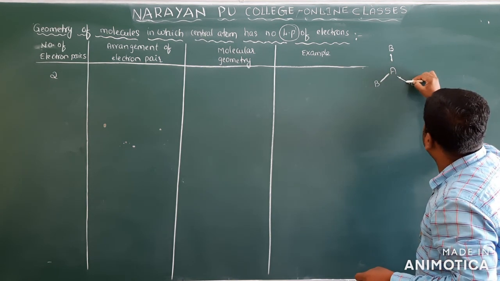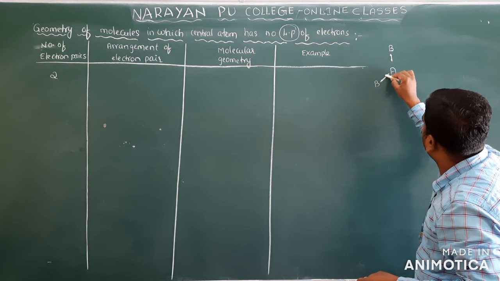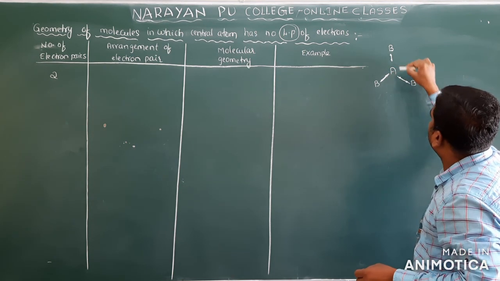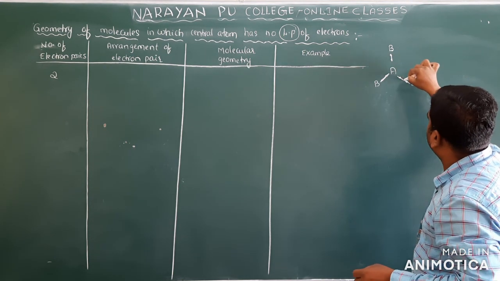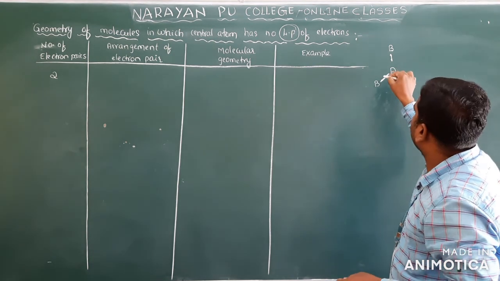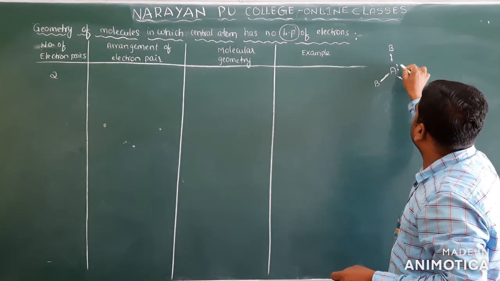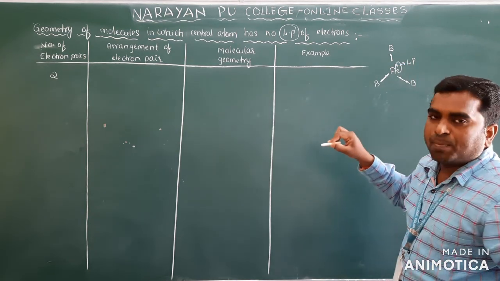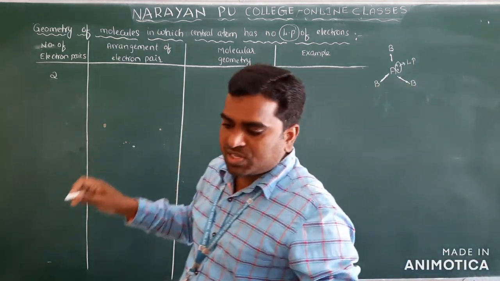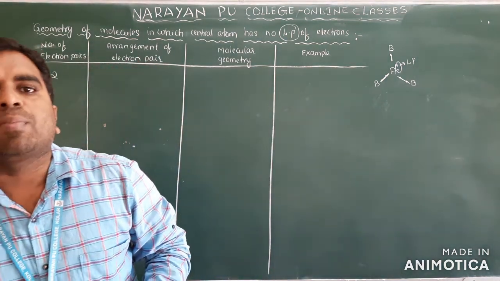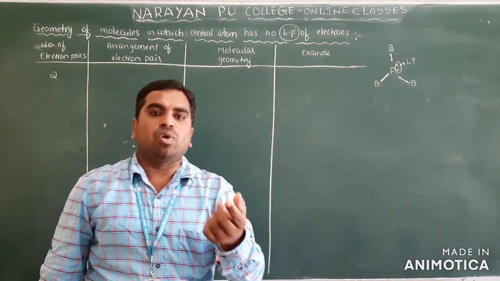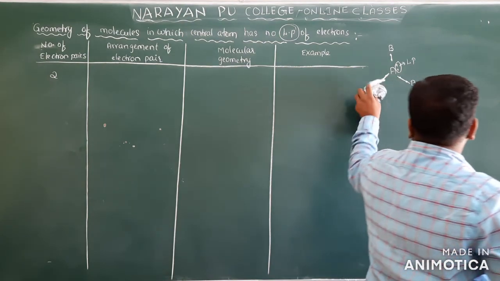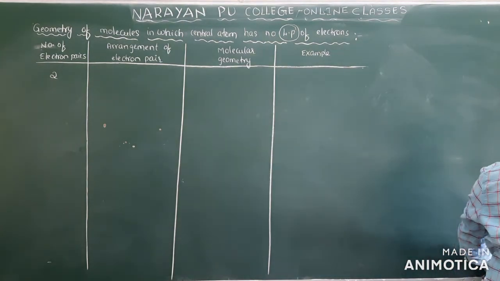One bond means how many electrons? 2 electrons. That we will call a pair. How many bond pairs are there? 1, 2, 3. These are bond pairs. And here the electrons we will write, this we will call lone pairs. The pair which is not involved in bond formation is called non-bonding pair electrons, simply called lone pairs, which I have already discussed. Clear?